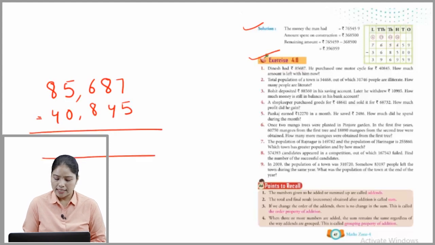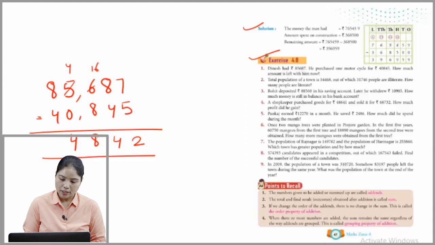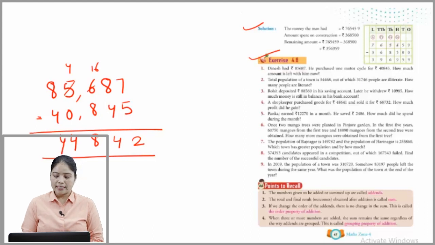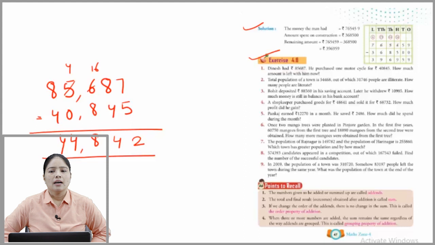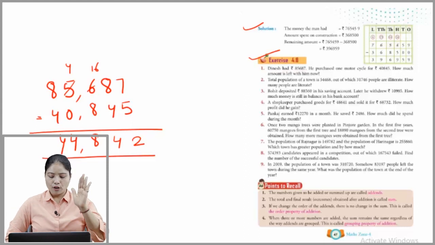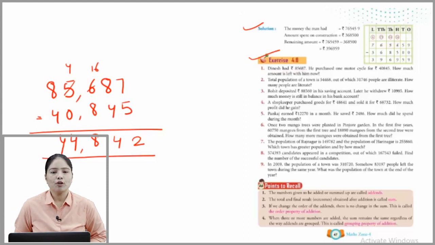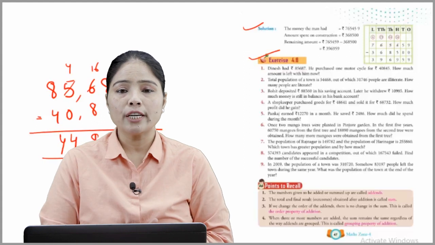उसके पास 7 में से 5 गया 2, 8 में से 4 गया 4, 6 में से 8 नहीं जा सकता, बोरो लिया, it became 16, it remains 4, 16 में से 8 गया 8, 4 में से 0 4 and 8 में से 4 गया 4. So we can say that the amount left is 44,842. Okay, so Dinesh के पास कितना बचा? 44,842. I hope you understood well.